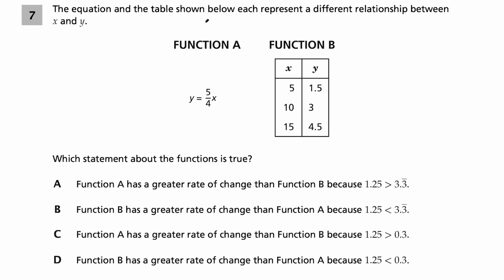So next up, question 7, and we have the equation and table shown below represents a different relationship between x and y. So we have function A and function B, and we want to know which statement about the functions is true. And notice what we're looking at here is the rate of change for all of these answer choices.